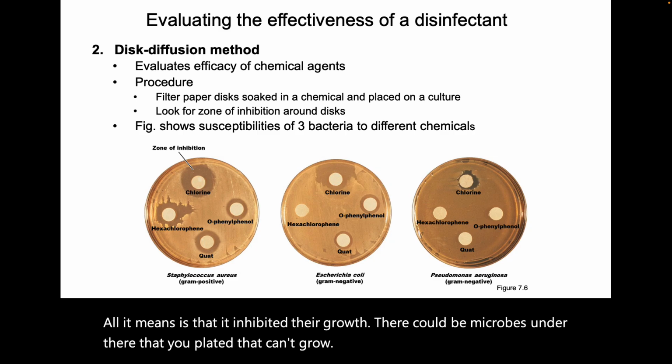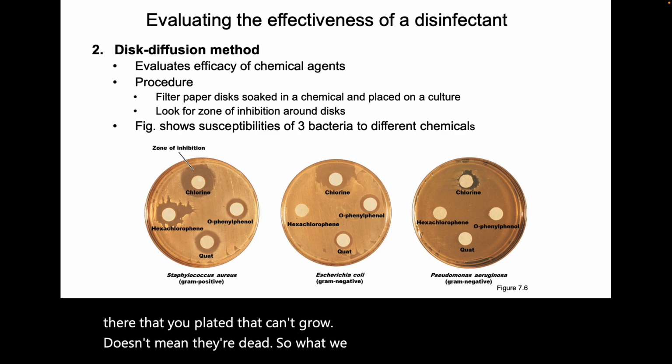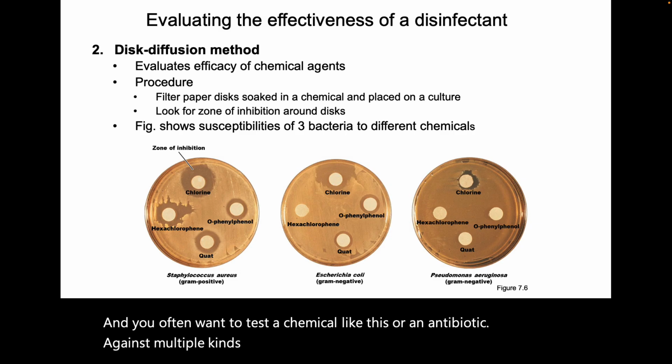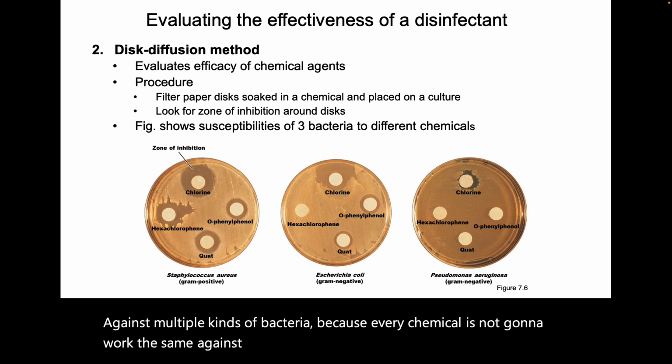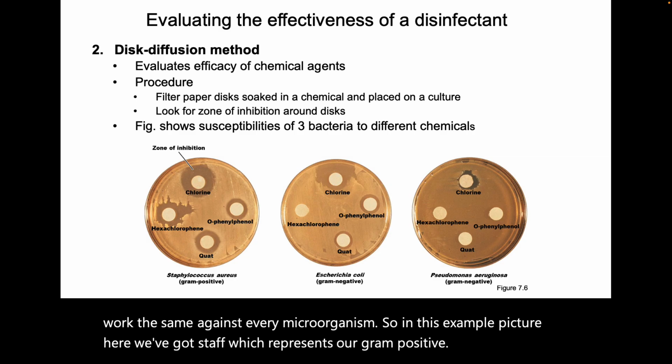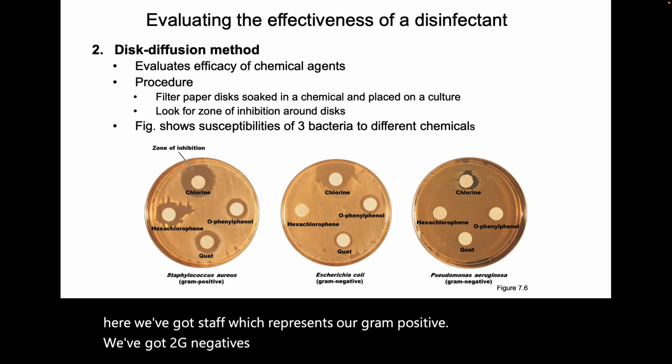Doesn't mean they're dead. So what we call it is a zone of inhibition. And you often want to test a chemical like this or an antibiotic against multiple kinds of bacteria, because every chemical is not going to work the same against every microorganism. So in this example picture here, we've got staph, which represents our gram-positive. We've got two gram-negatives, E. coli and Pseudomonas. So they're both gram-negative, they're both rods.